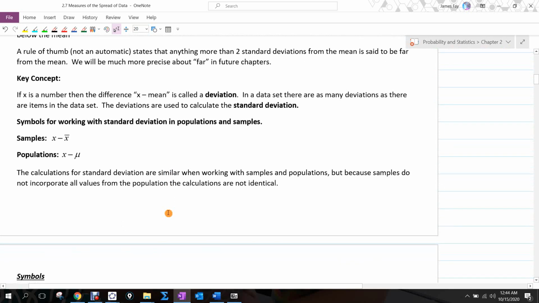All right, a key concept here: if X is a number, then the difference X minus the mean is called a deviation. So X is a data value, a data point, minus the mean, that's what we call a deviation. To deviate means to move away from something. So that's the idea here. We're talking about the distance the data point is away from the mean. So that's where deviation comes from.